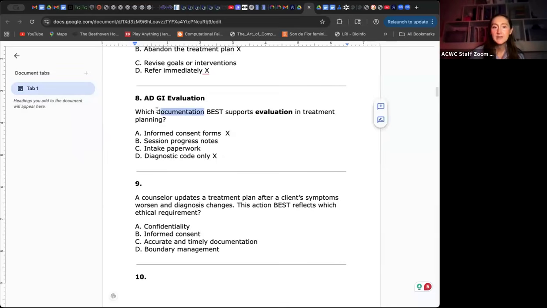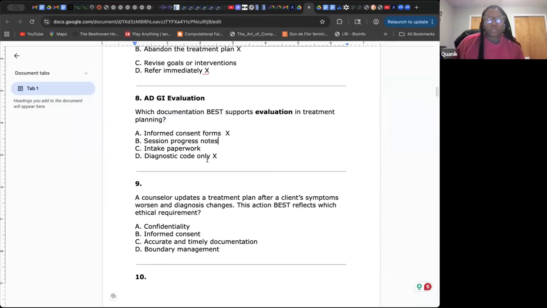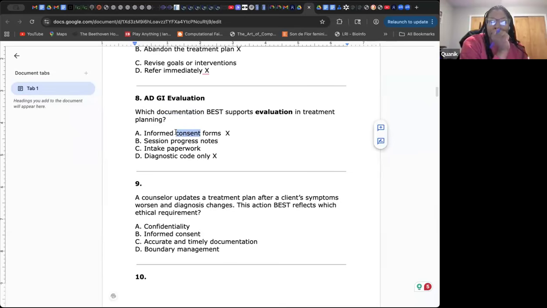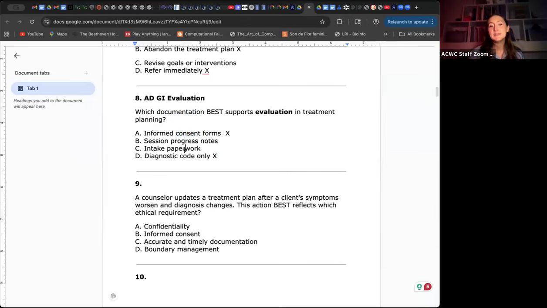That's why I was saying that's one of the hints right there, that word. Sometimes I call them cookie crumbs. This is our cookie crumb right here. Documentation is part of that. The other part of this question is what I was saying earlier: I always encourage people to take out the easiest first. It cannot be a diagnostic code only; that wouldn't even make any sense. The informed consent would also really not make any sense, because even though you've got to have it, it has really nothing to do with evaluation. That would have left us with just B and C.